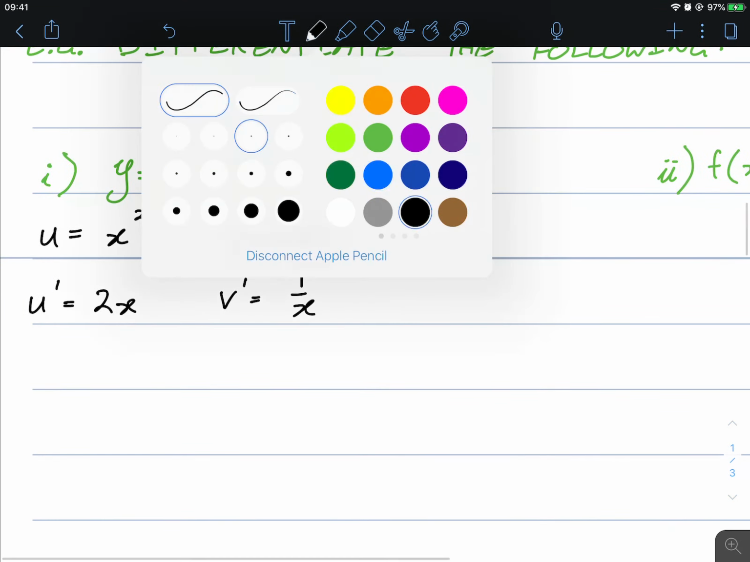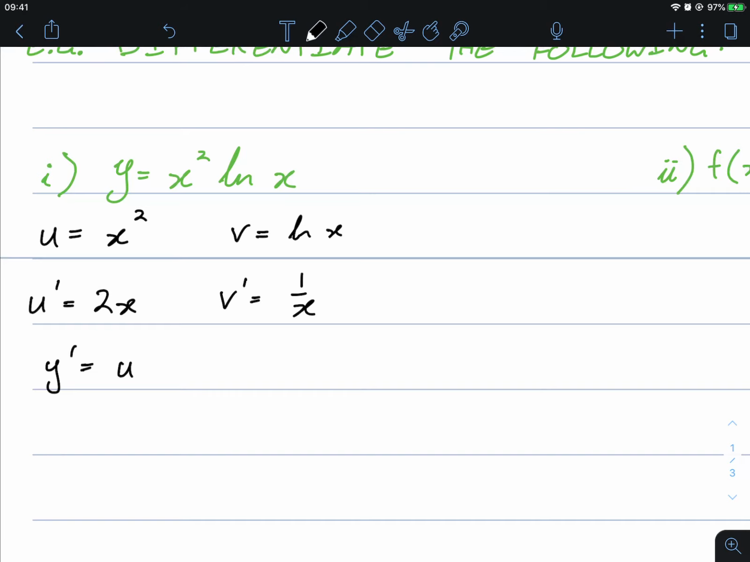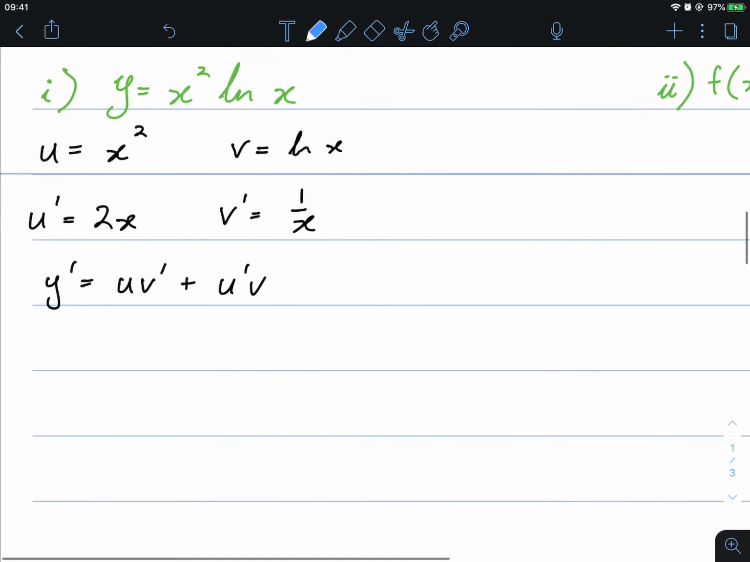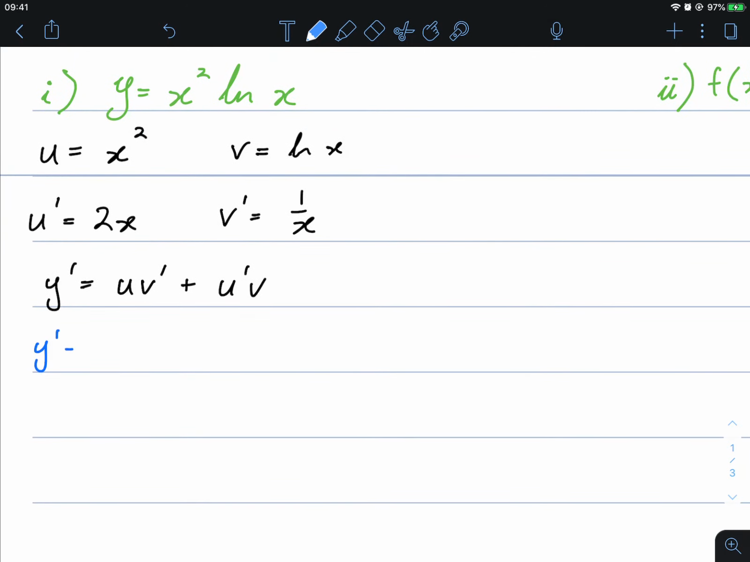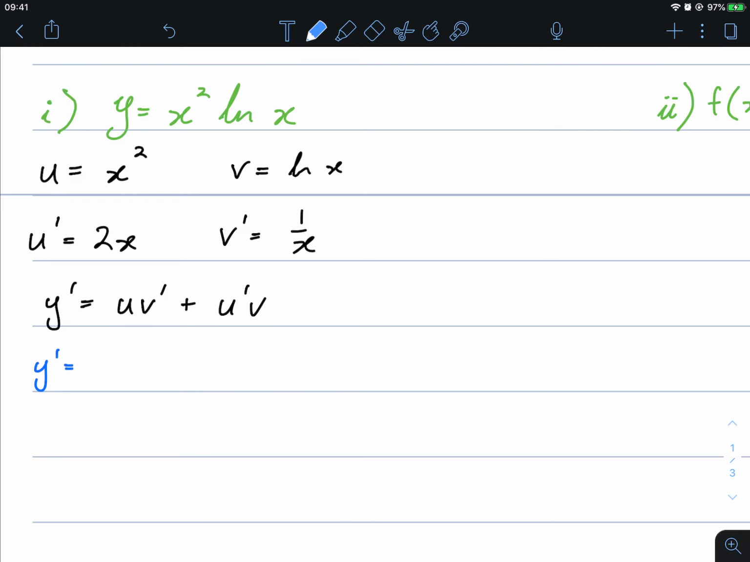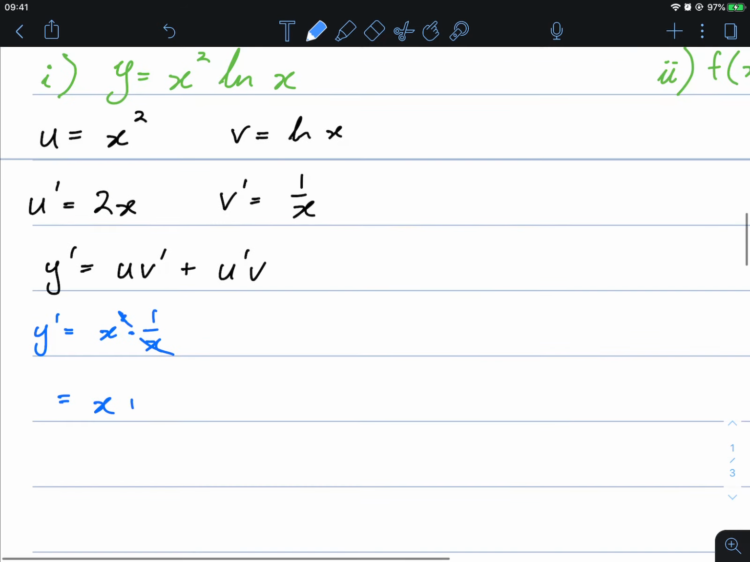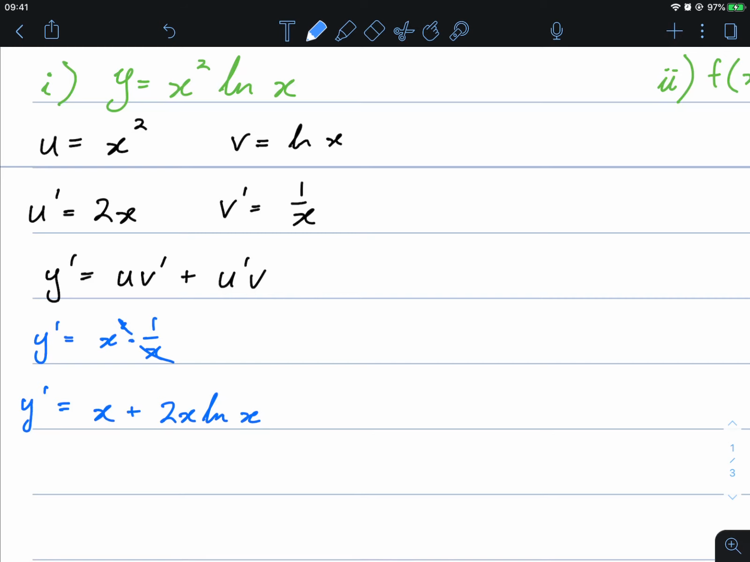The product rule states y prime is u v prime plus u prime v. Substituting all my values correctly, y prime is u times v prime, that's x squared times 1 on x. If you think about that, those cancel, leaving us with just x by itself, plus u prime, which is 2x, times ln of x. And there is our derivative.